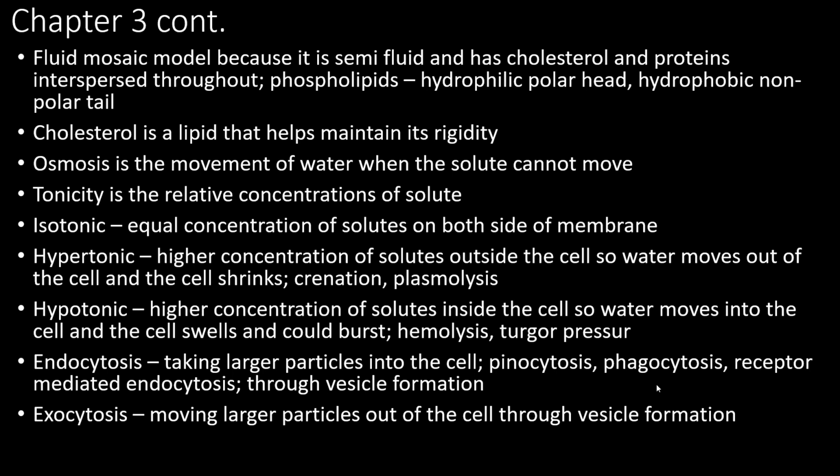Tonicity is the relative concentration of a solute, the stuff that's dissolved in the water. Because of this, we get three types of solutions that could be present. Isotonic solutions mean that they have equal concentrations of solutes on both sides of the membrane. In other words, the inside and outside of the cells are the same. Guys, iso means same.